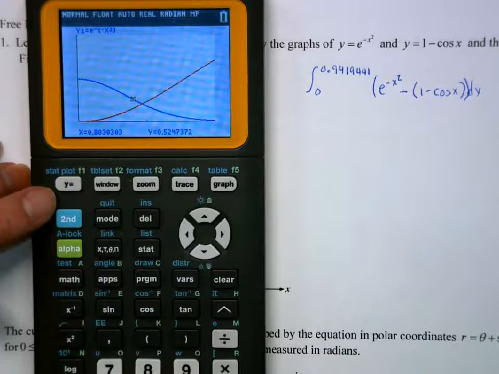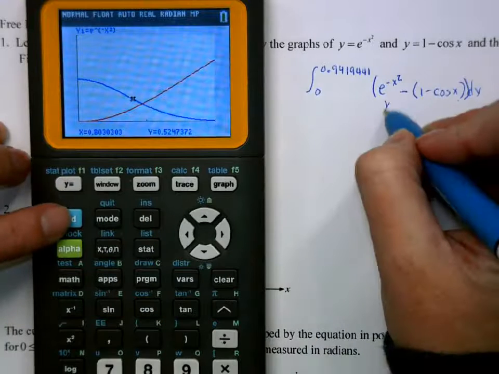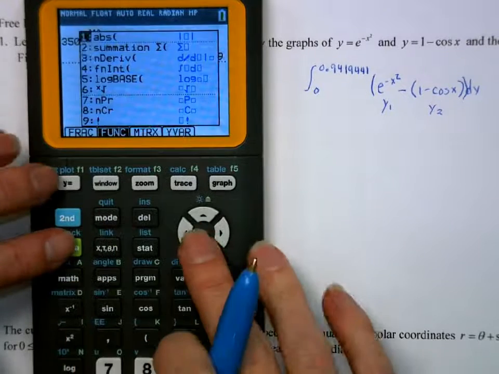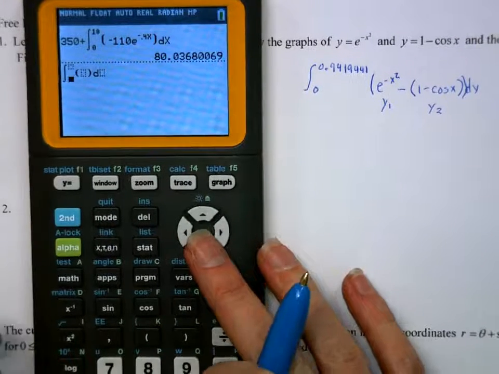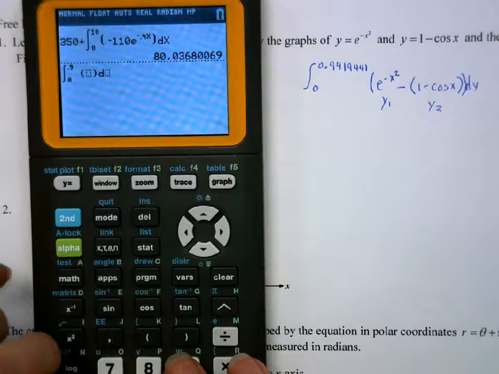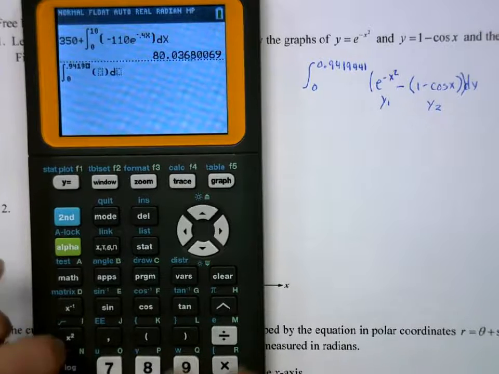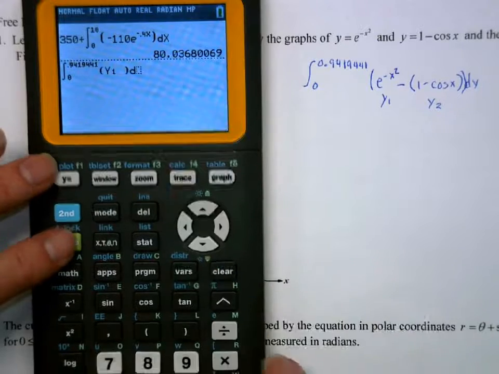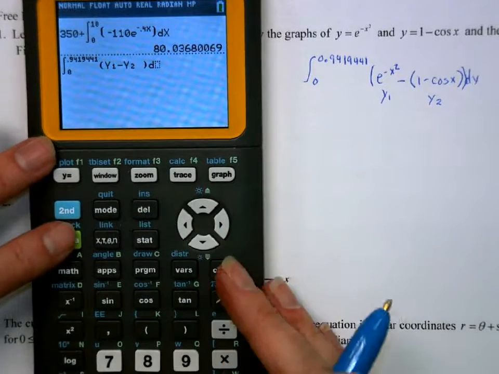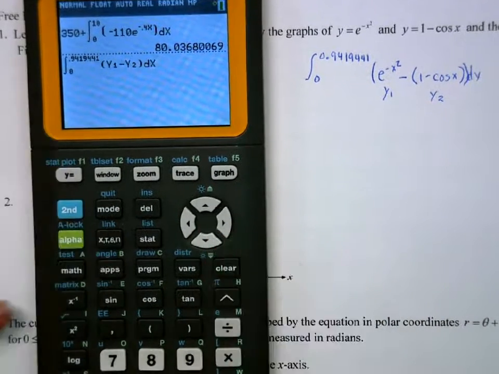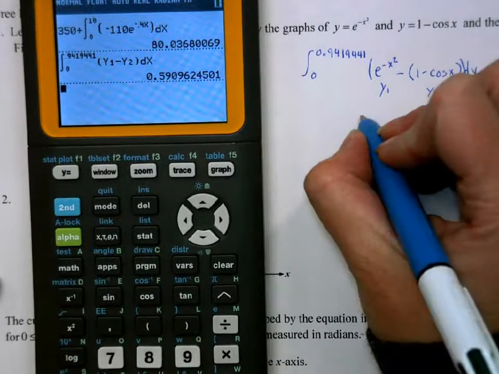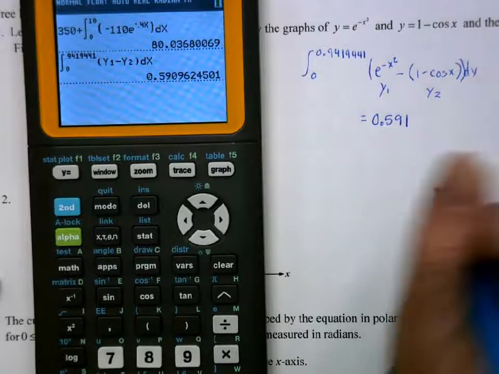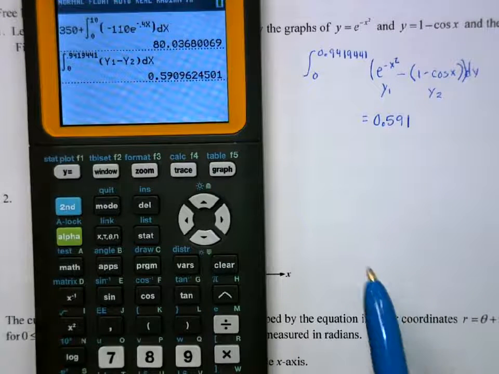Okay, but to avoid any errors, I know this is my y1 and this is my y2. So I'm just going to do the integral from 0 to 0.9419441 of y1 minus y2. Okay, calculator accurate to 3 decimal places would be 0.591 or 0.590. Both of those are acceptable.